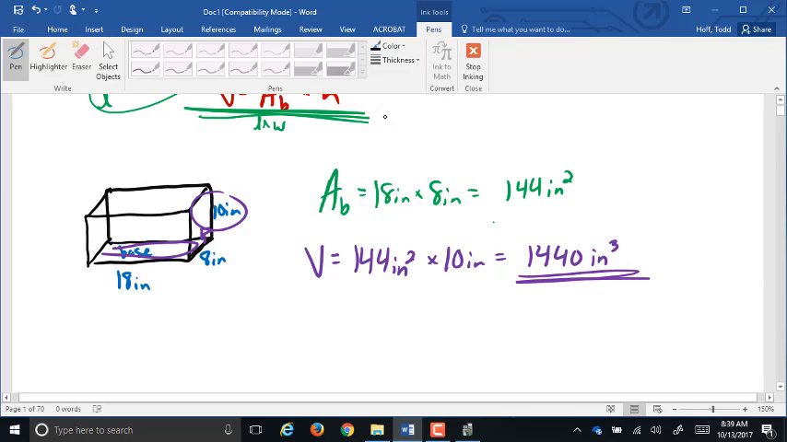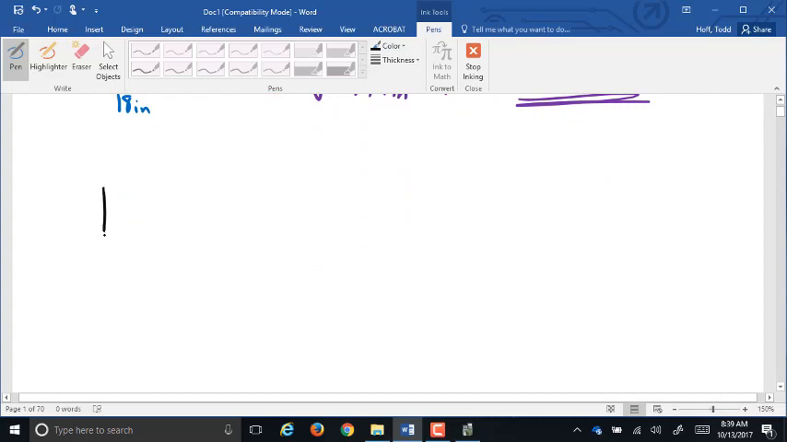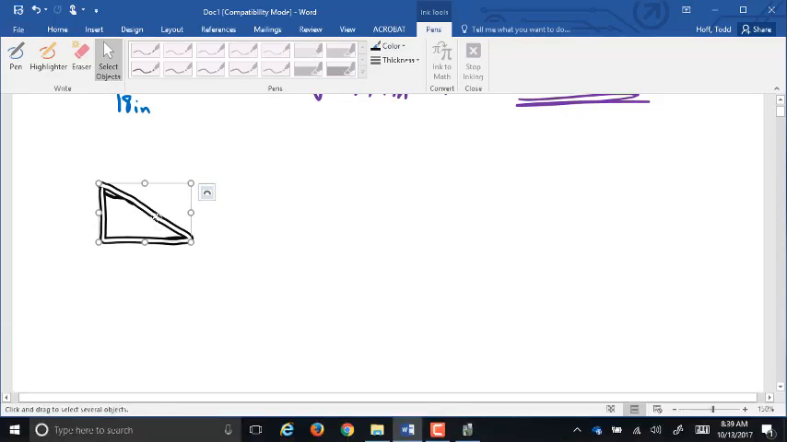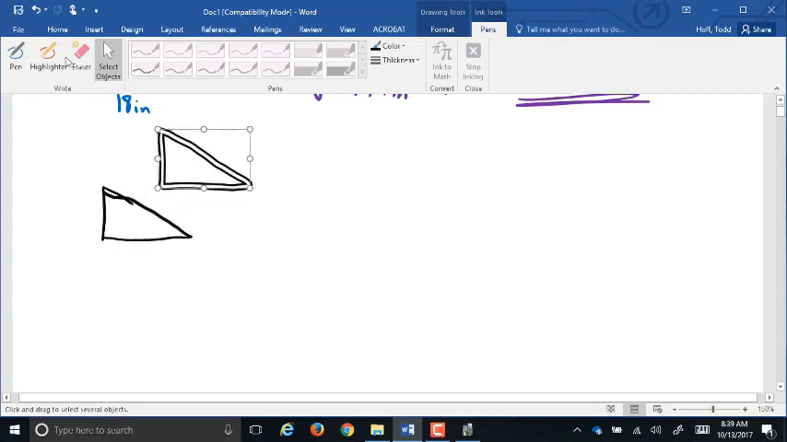So why did I define volume to be the area of a base times a height rather than just length times width times height? Because I'm going to do happy things to you like this. Come on now. There we go.